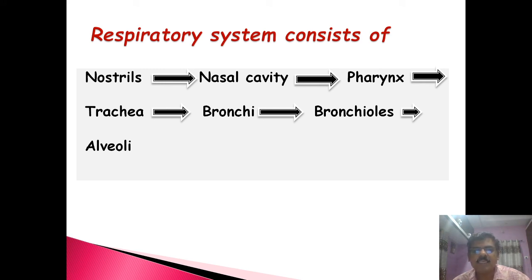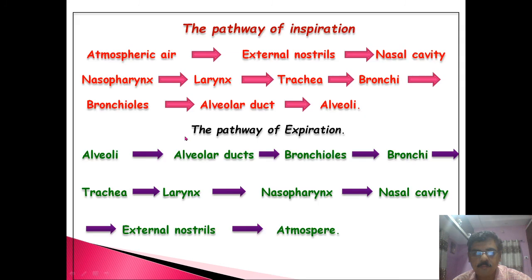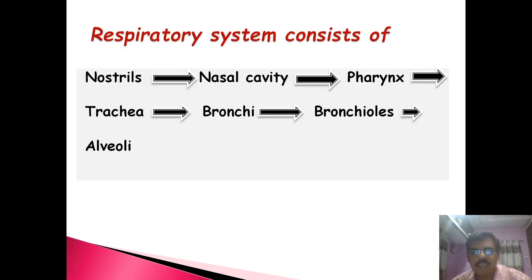So the respiratory system includes the nostril, then nasal cavity, then pharynx, then the trachea, bronchi, bronchioles, and the alveoli. So these are the anatomical features of the respiratory system in the human being.